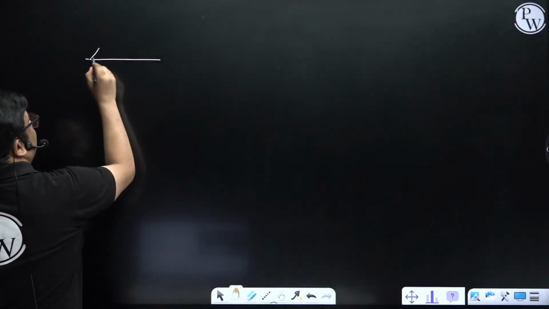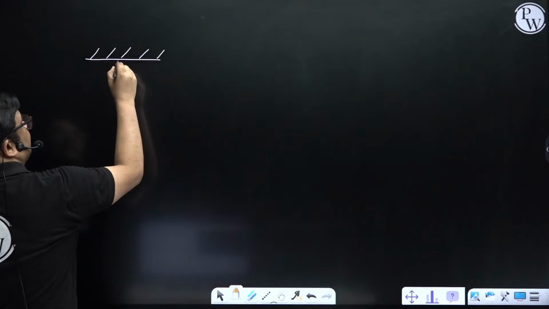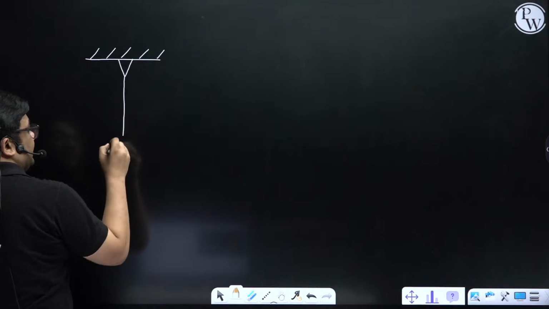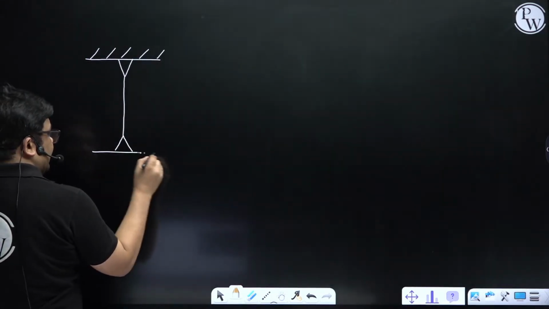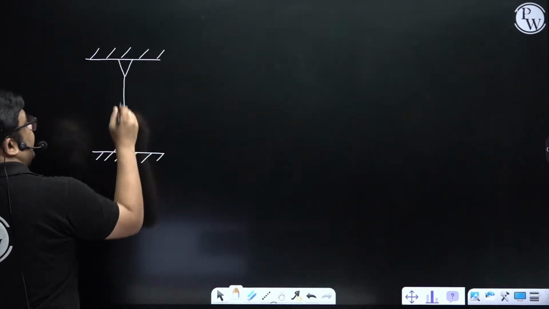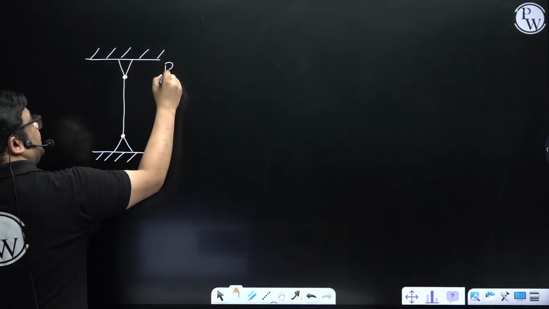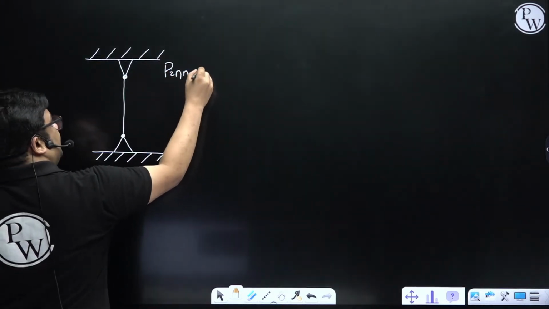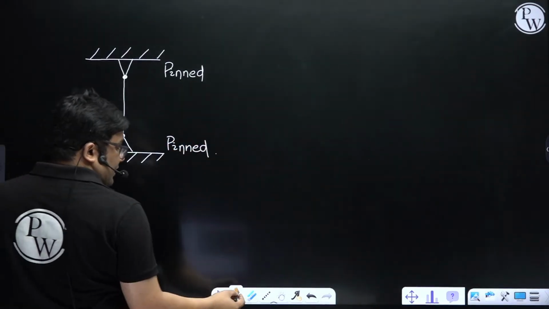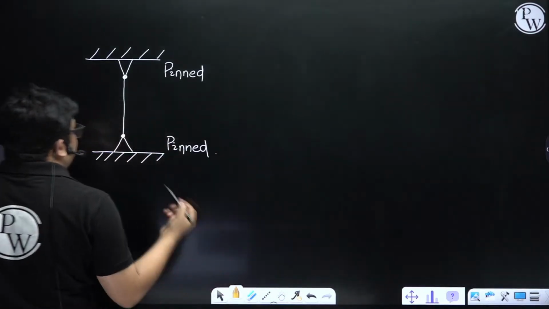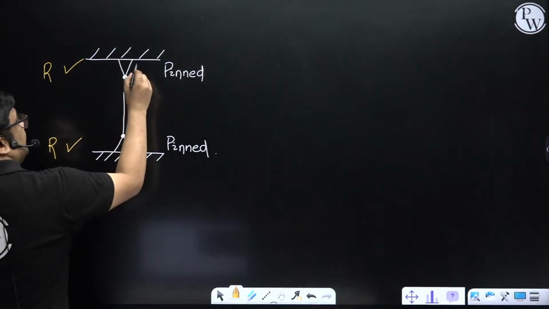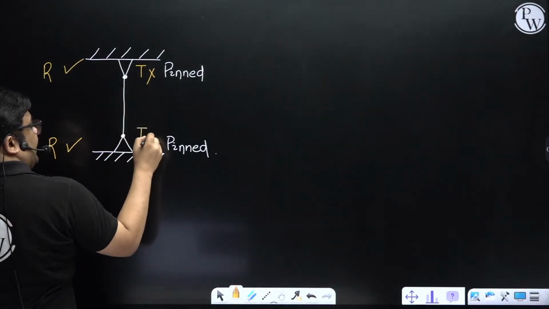Next one is both ends are pinned, like this. This end is pinned, and this end is pinned. Both ends are pinned here. This is also pinned or hinged. If it is pinned at both ends, that means rotation will be allowed at both the ends, but translation won't be allowed at any end.